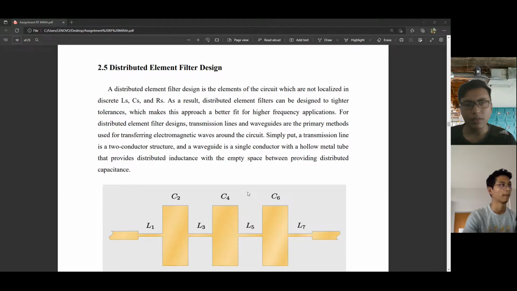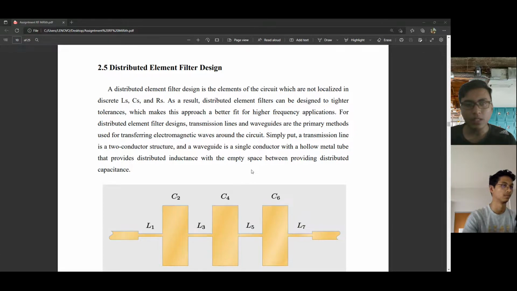So, distributed element filter design. These are elements of the circuit which are not localized in discrete Ls, Cs, and Rs. As a result, distributed element filters can be designed to tight tolerance, which makes this approach a better fit for higher frequency applications. For distributed element filter design, transmission lines and waveguides are the primary methods used for transferring electromagnetic waves around the circuit.